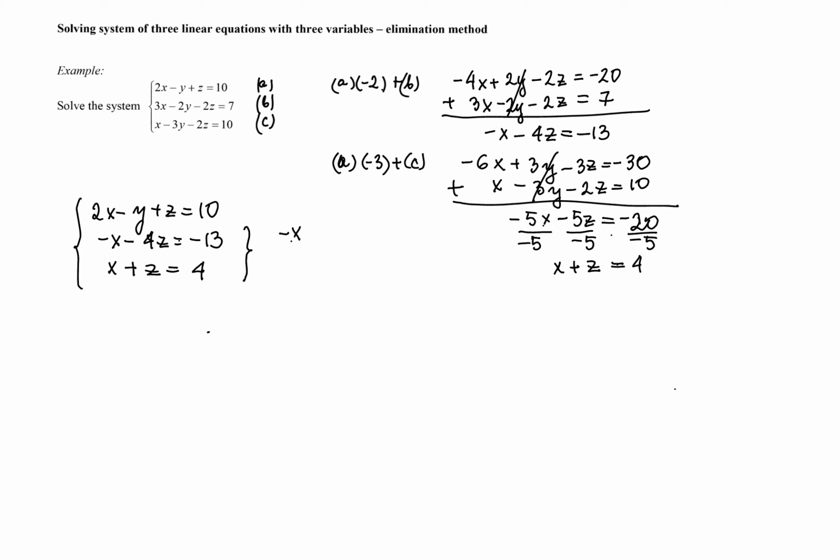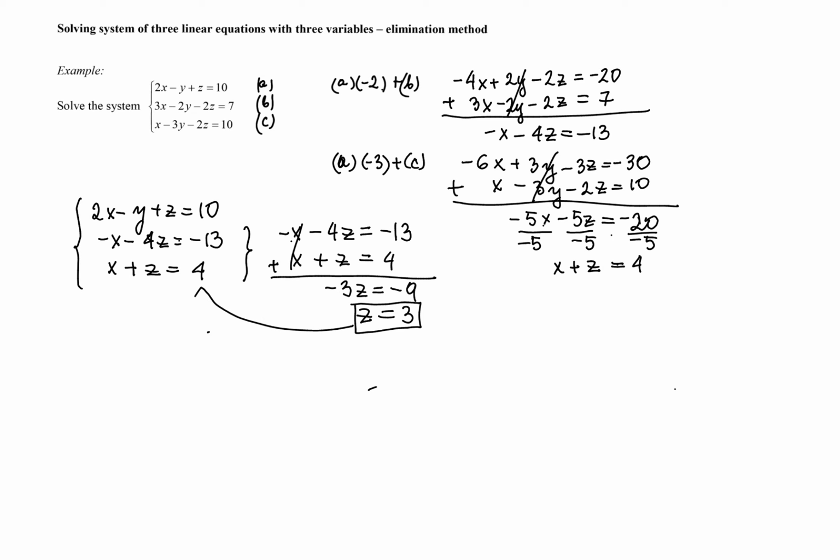Notice that the coefficients of x are already opposite numbers, so if we add those two equations, the x variable is going to be eliminated. And we'll obtain -3z is equal to -13 plus 4, which is -9. Dividing by -3, we'll get z equals 3. So we got the value of z.